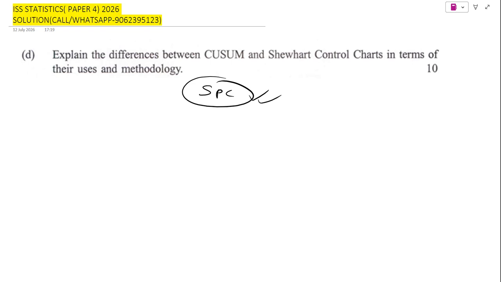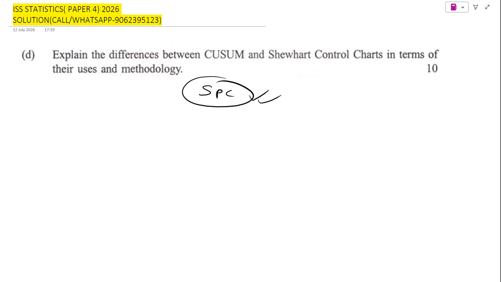So think of it like two doctors trying to diagnose a disease. Okay, one doctor checks today's temperature only and another doctor studies the patient's temperature over the last 10 days. Both want to detect the illness, but their methods are different. So exactly the same idea applies over here.